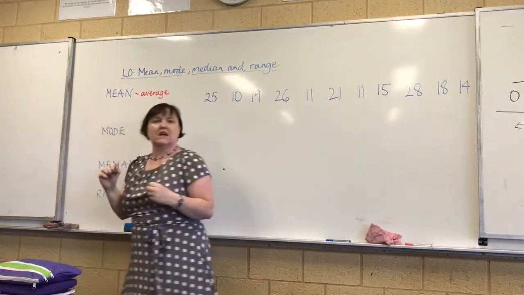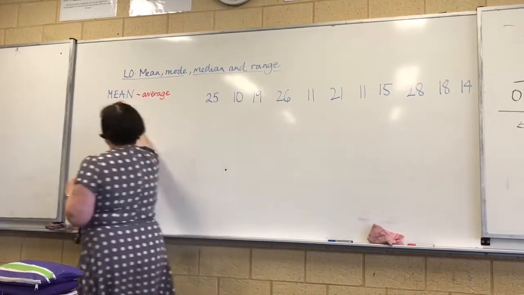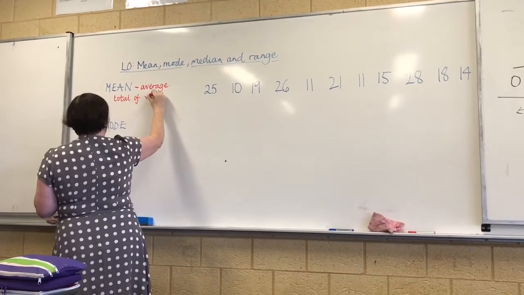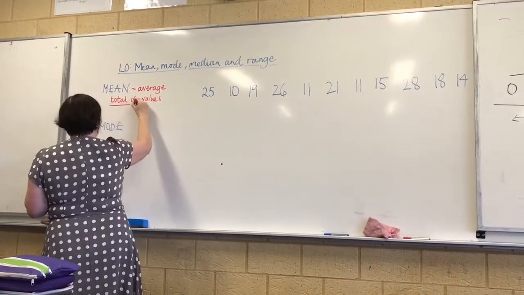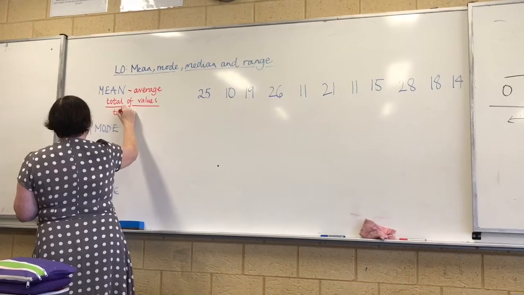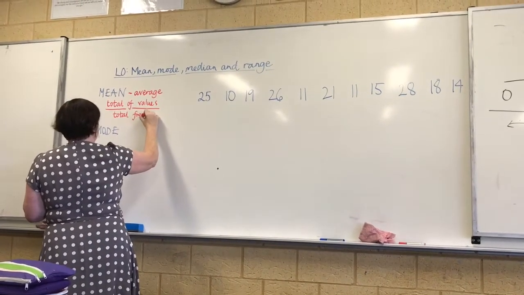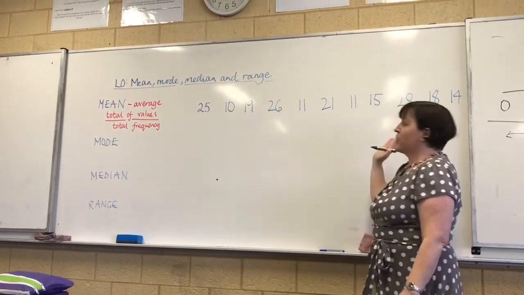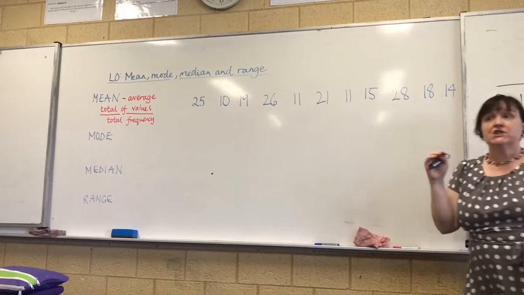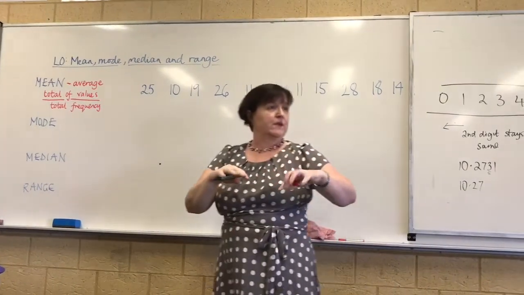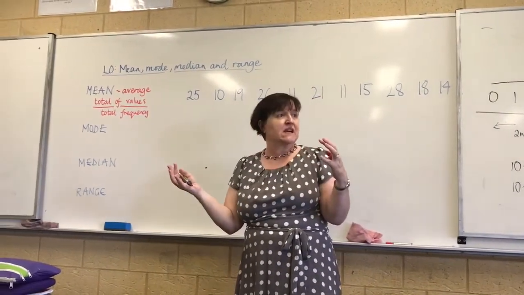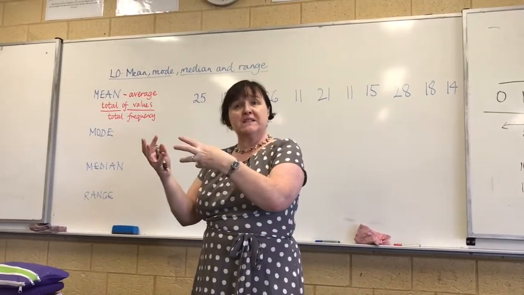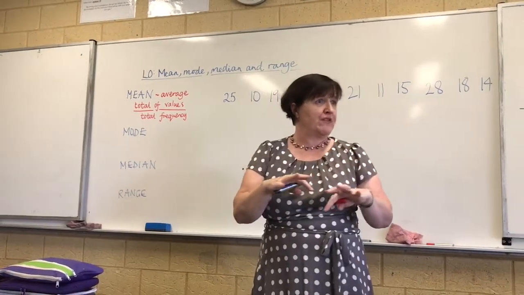Now, when we find the mean, what we do is we take the total of the values and divide it by the total frequency. Okay, so in this set of data, we've got 11 pieces of data, so we would add them up and divide it by 11. If there were 20 pieces of data, you would add them up and divide by 20. If there were 5 pieces of data, you would add them up and divide by 5.